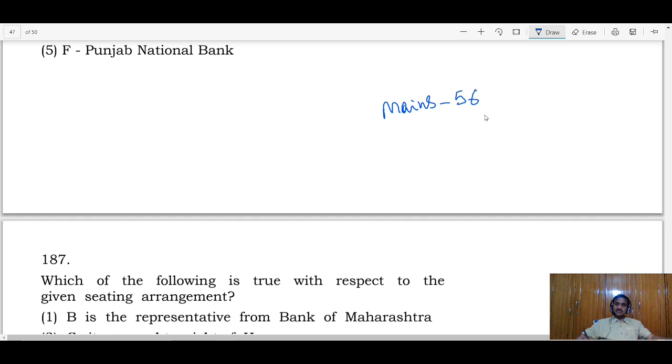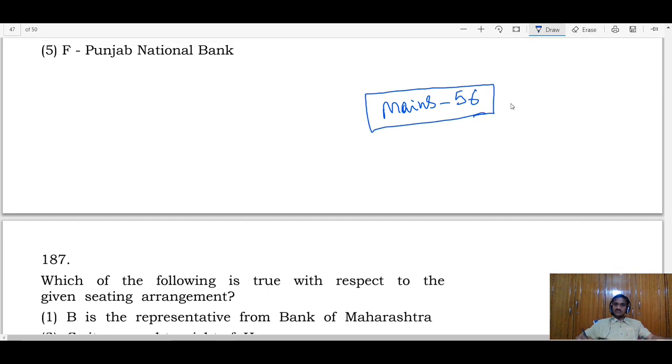This is the easiest paper we have seen in recent times. It is the scoring area. Not even a single question can be left by you, and you have to score all the questions in this one. This is a paper where you can get 50 out of 50.